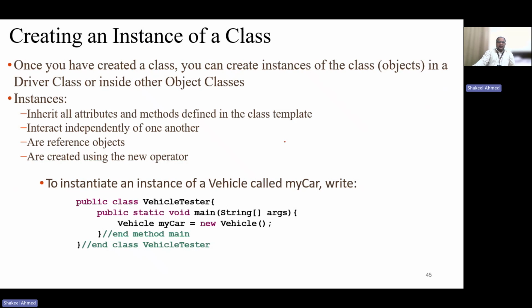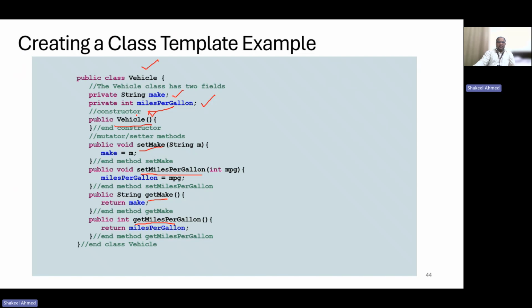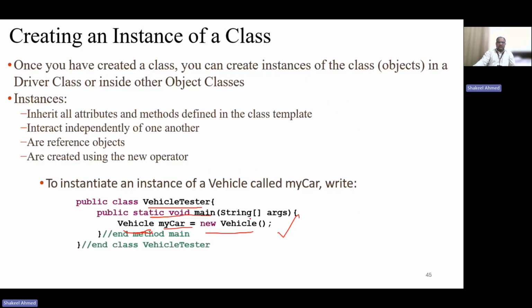And then you create an instance of a class, previously discussed already: public class VehicleTester, public static void main String args, and then you are creating a class reference, Vehicle myCar equals new Vehicle. So in the Vehicle class, all the things you have declared here will be applicable if you are using that class over here. They inherit all the attributes and methods defined in the class template, and interact independently from one another.